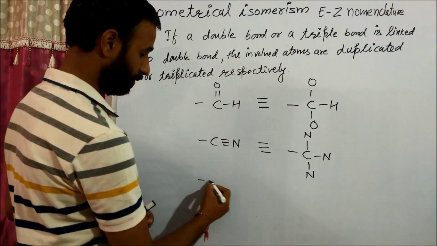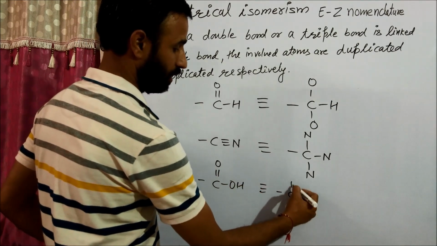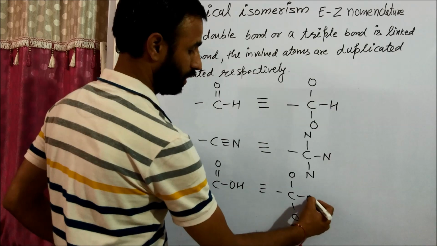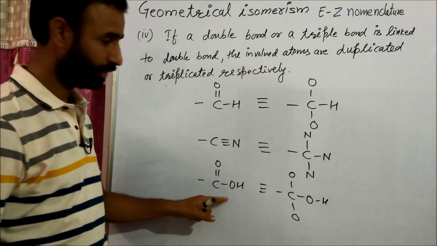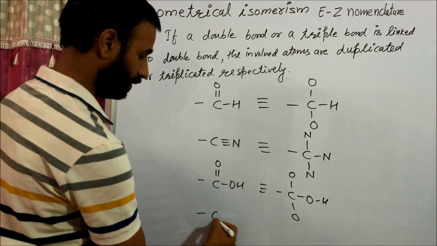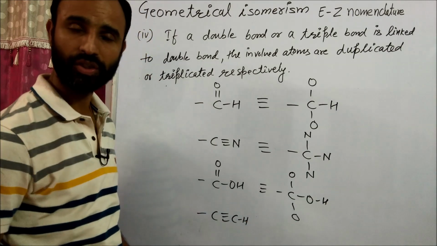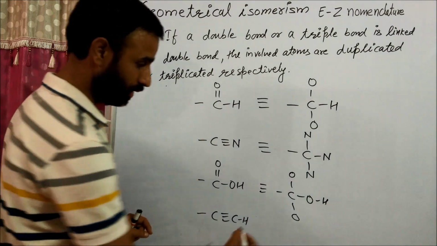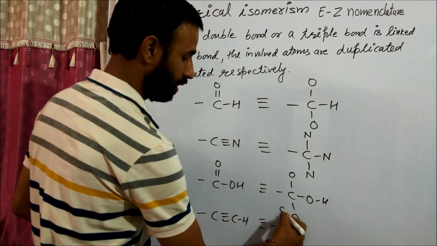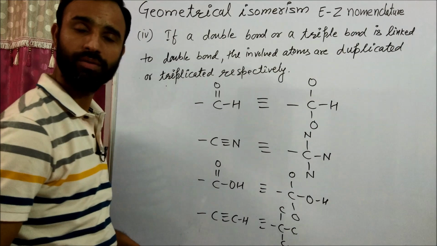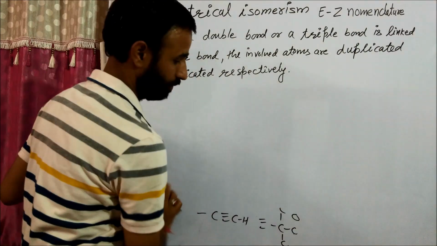If we have COOH, that means it is attached to 3 oxygens, 2 oxygens and 1 is already there. If we have C triple bond CH attached to the double bond system, it is equivalent to carbon attached to 3 more carbons, right? So this is the way.